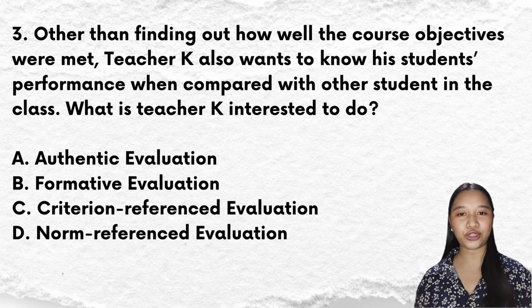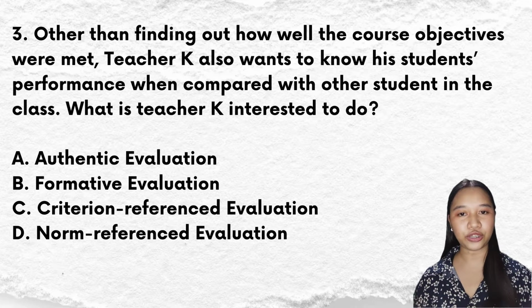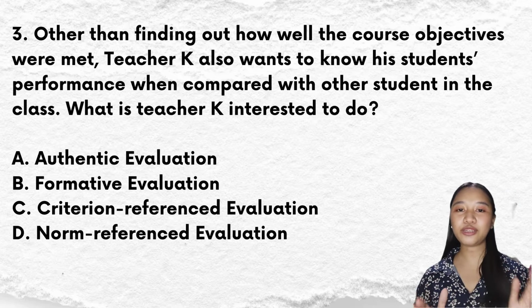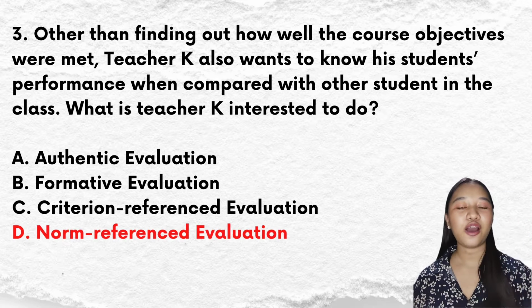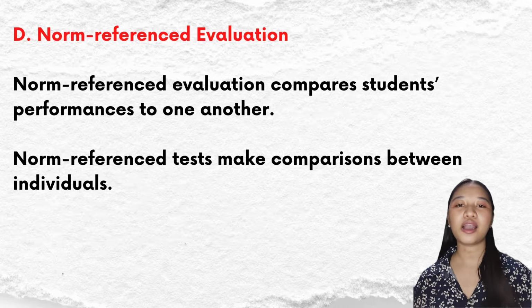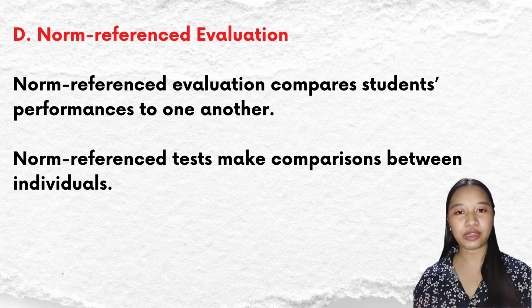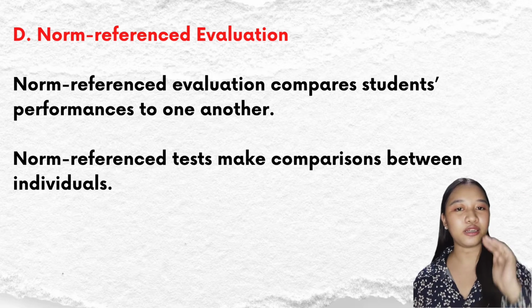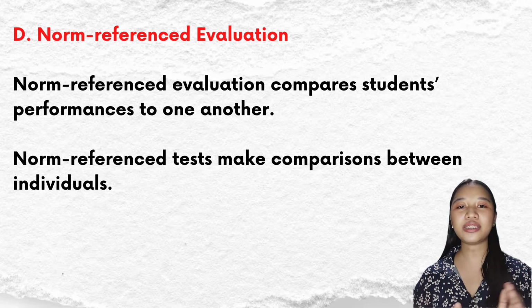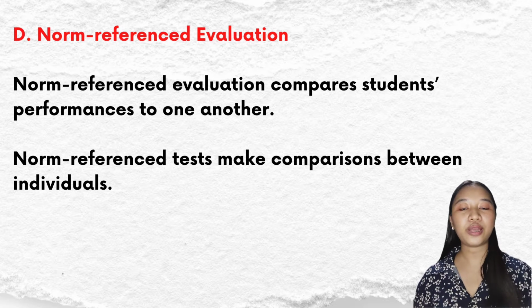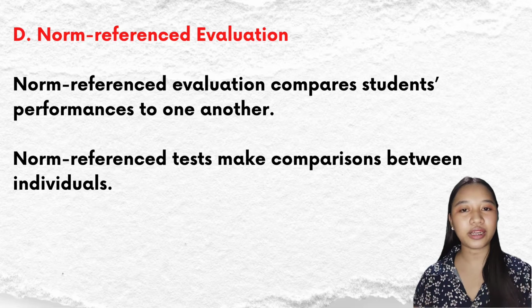A. Authentic evaluation. B. Formative evaluation. C. Criterion referenced evaluation. Or D. Norm referenced evaluation. The correct answer is in letter D. Norm referenced evaluation. Norm referenced evaluation compares students' performances to one another. Norm referenced evaluation determines the highest and lowest performing students. This method is used to understand how students' scores compare to a predefined population with similar experiences.